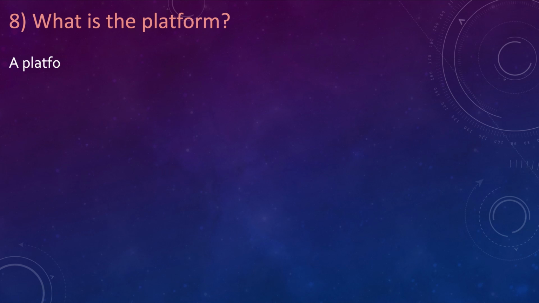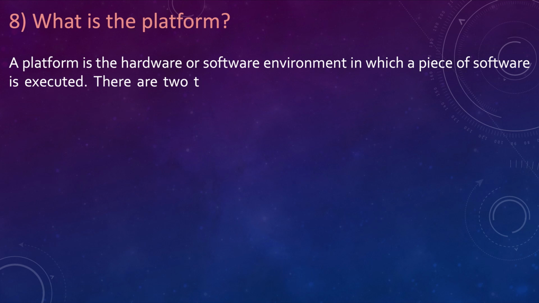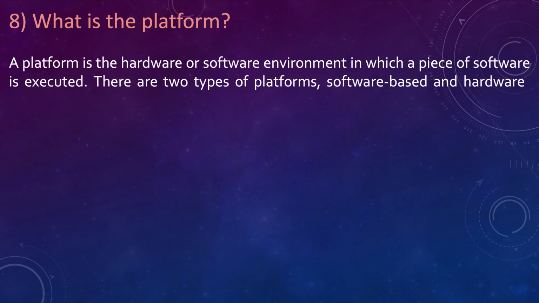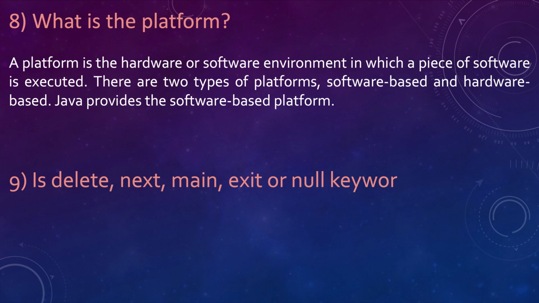What is the platform? A platform is the hardware or software environment in which a piece of software is executed. There are two types of platforms, software based and hardware based. Java provides the software based platform. Is delete, next, main, exit or null keyword in Java? No.